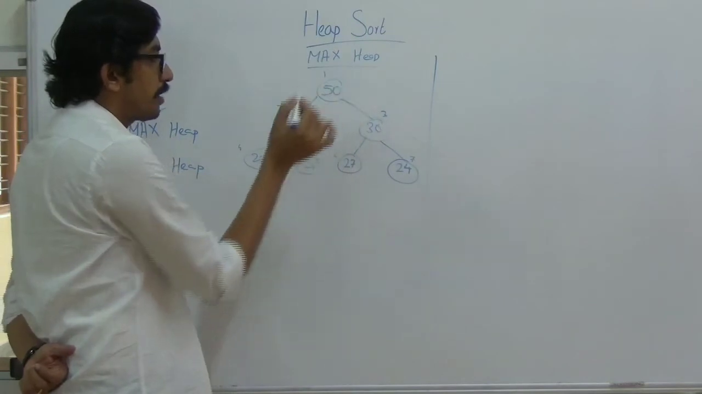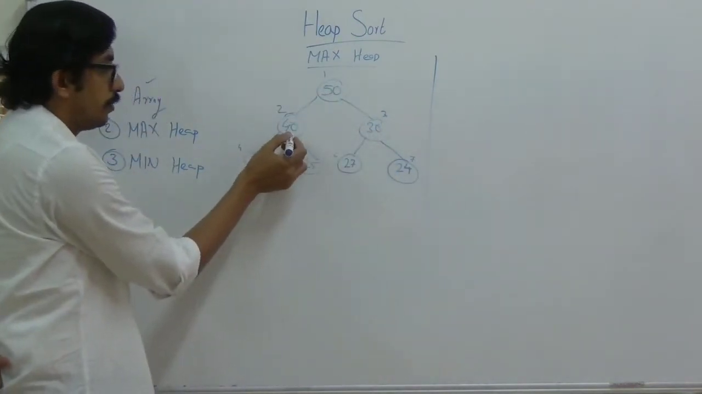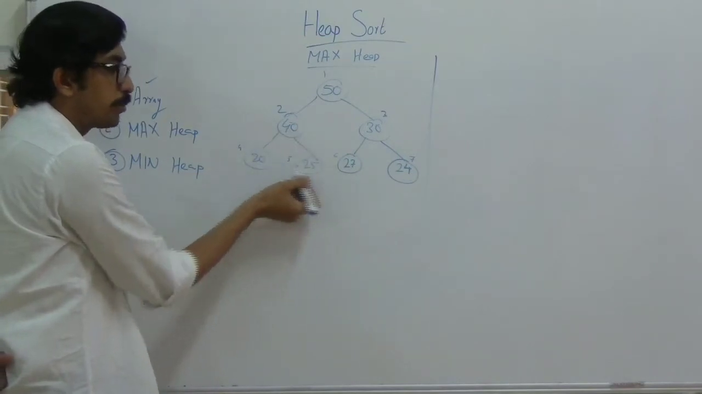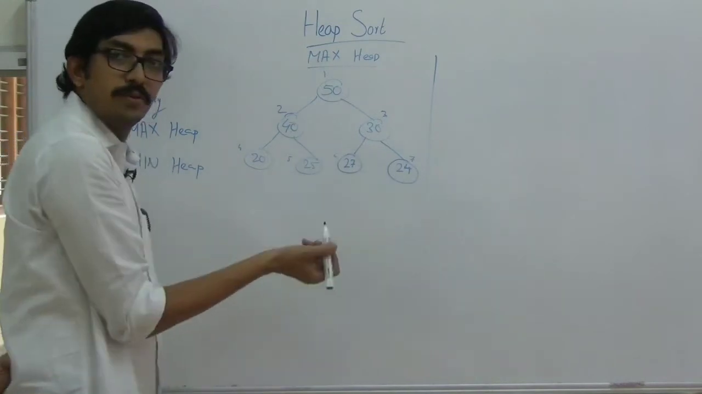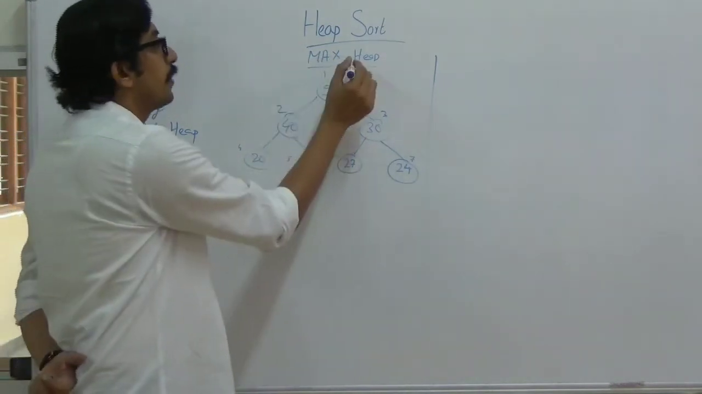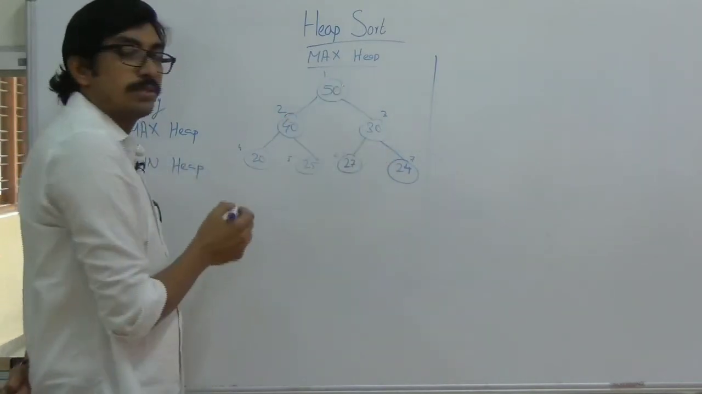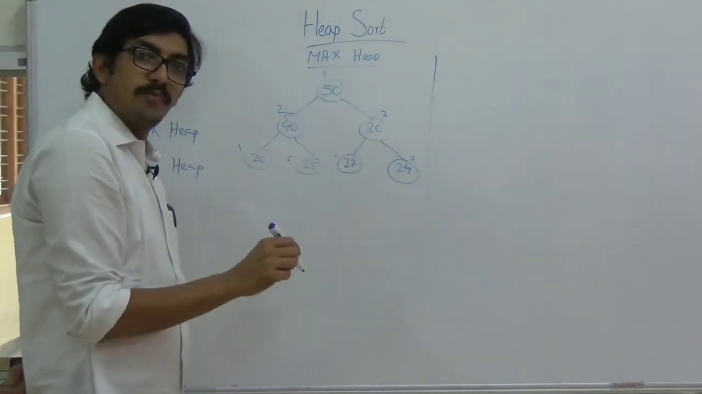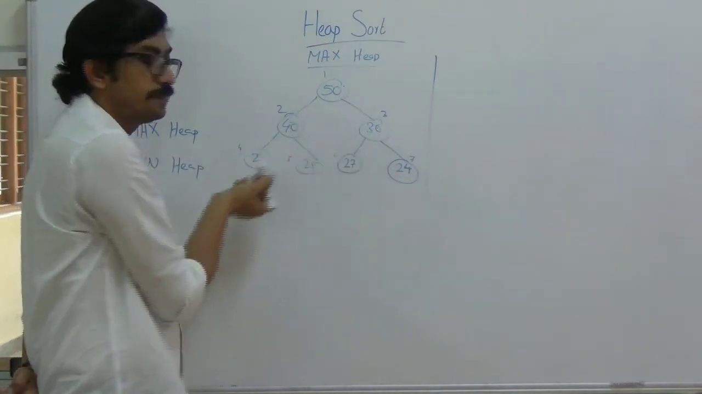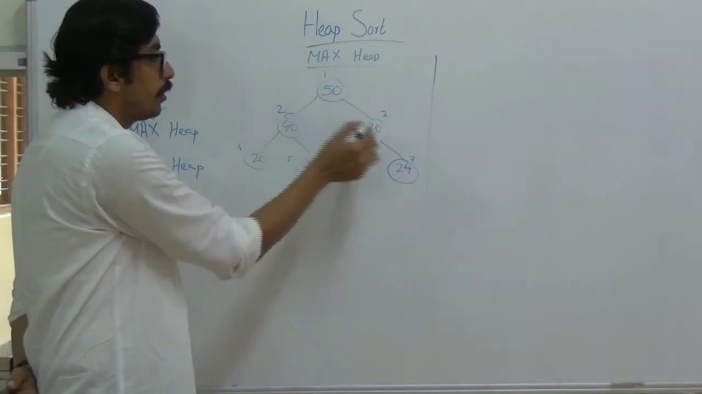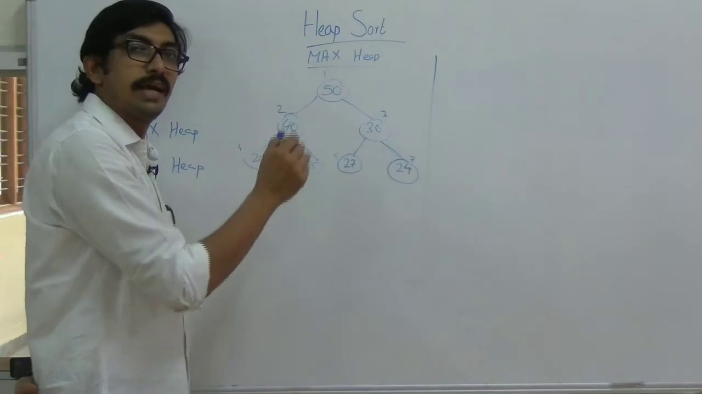So from the example you can see that here you are having a value 50, child nodes are 40 and 30, and again for 40 you are having two childs with value 20 and 25, and for 30 you are having two child values with 27 and 24. So the max heap is defined as: all the internal nodes of a binary tree will be having values which are greater than its child nodes. Every internal node will be having a value which is greater than its child nodes.